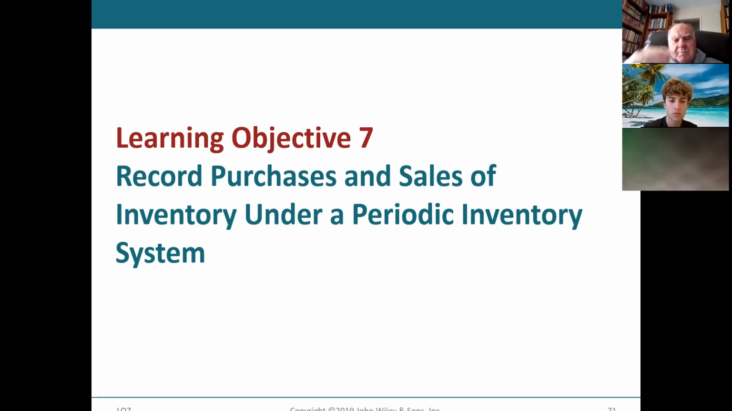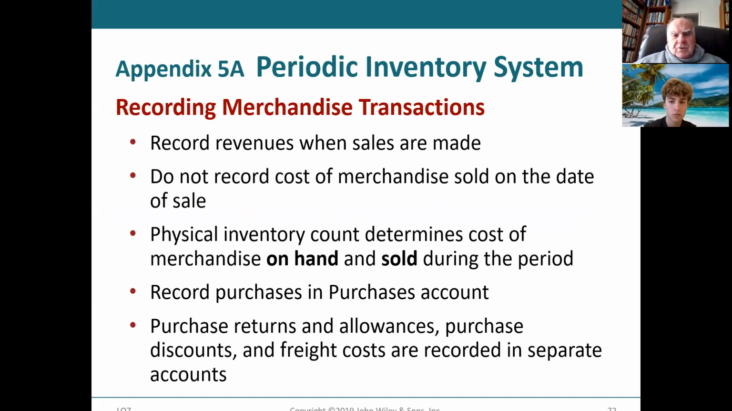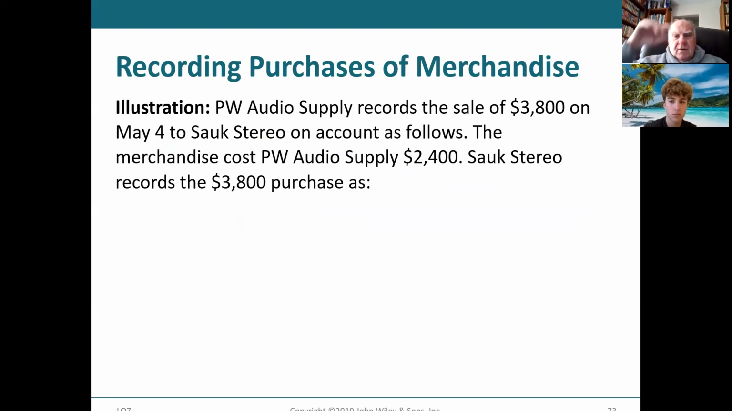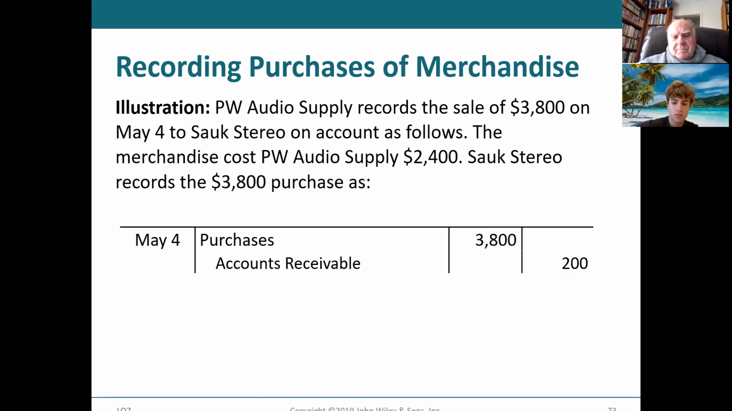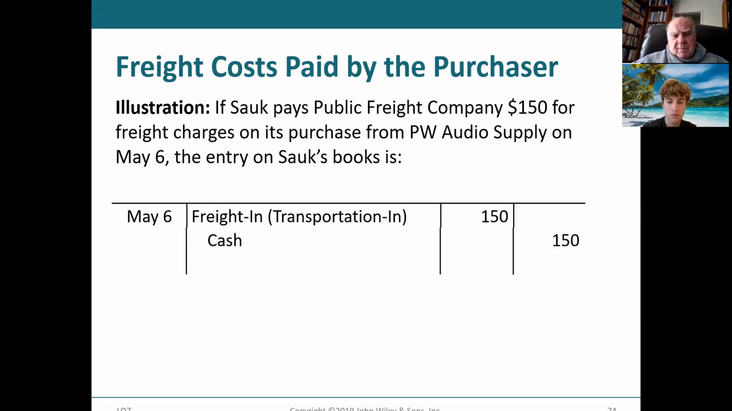Record purchases and sales under a periodic system. So now we're back to a periodic system. And this will be confusing for a while, periodic versus perpetual. Recording merchandise transactions. They're recorded when the goods are sold. PW records the sale of 3,800 on account. The merchandise costs 2,400. Notice what happens now. We're only going to see the purchase of the 3,800. You notice they did nothing with the 2,400 cost of goods sold. That's because we're in a periodic system and we don't record that. We don't do it until the end of the month or the end of the year. And then if there's freight in, we debit freight.